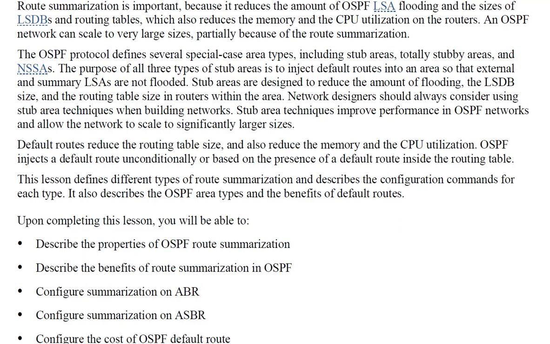There are 4 different special area types that exist in Cisco: stub areas, totally stubby areas, not so stubby areas, and totally not so stubby areas. So we are going to discuss that in this chapter. We're going to talk about the special area types. What is a stubby area? What is a totally stubby area? What is a not so stubby area? What is a totally not so stubby area?